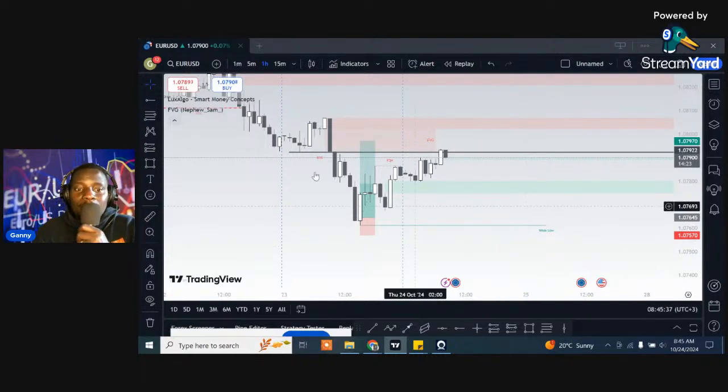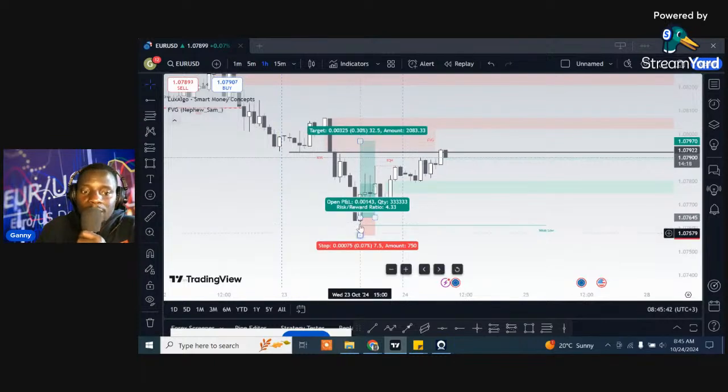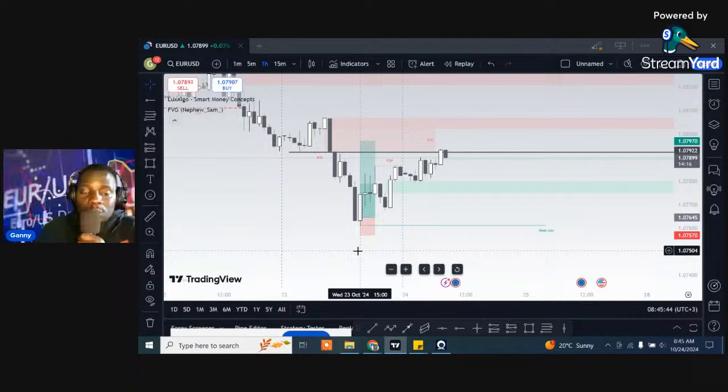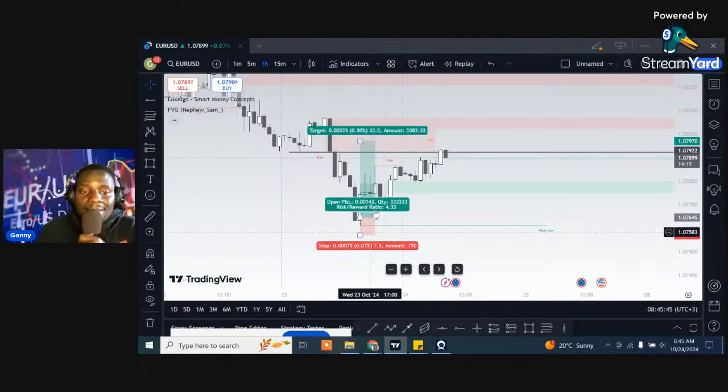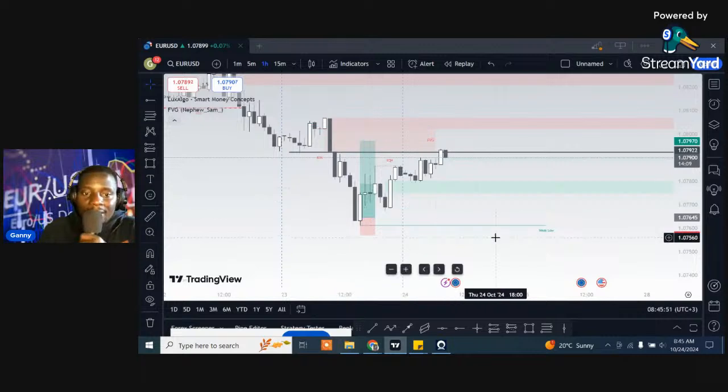We can see from yesterday price was bearish. Then as we were approaching the New York session, this is when price changed delivery, and then it started going bullish. So basically, I'm still in that trade.